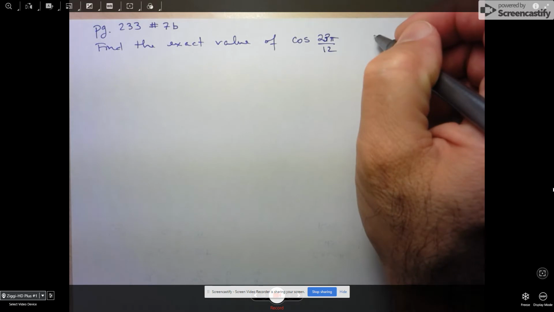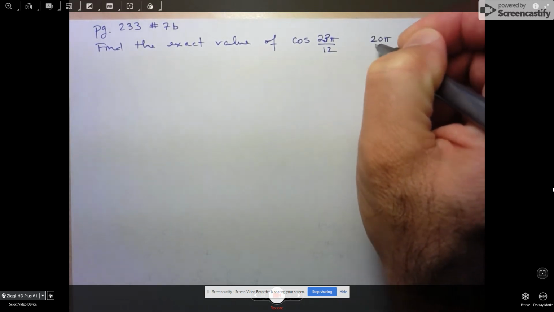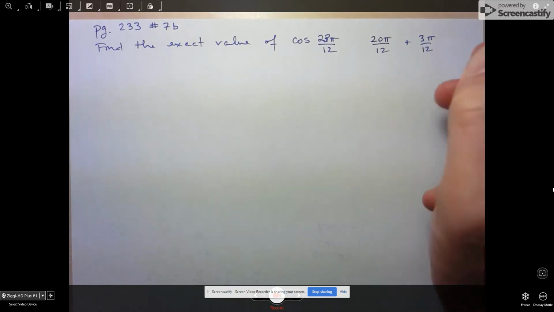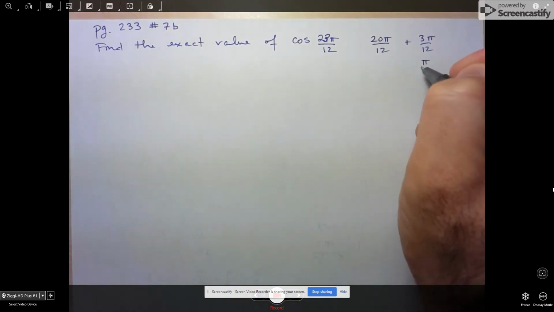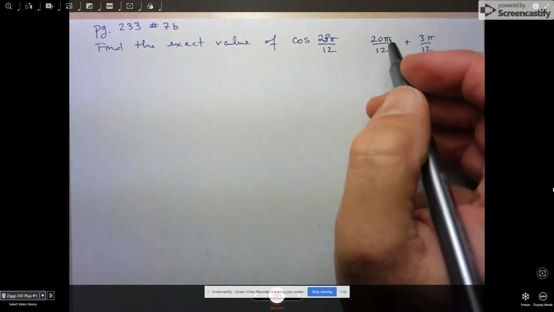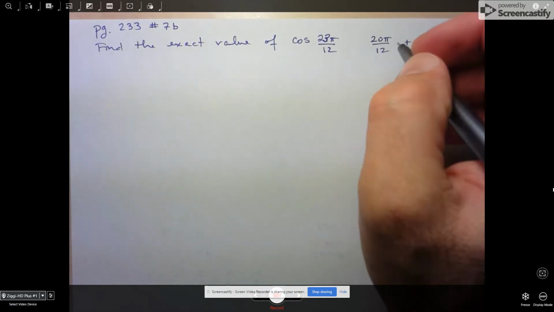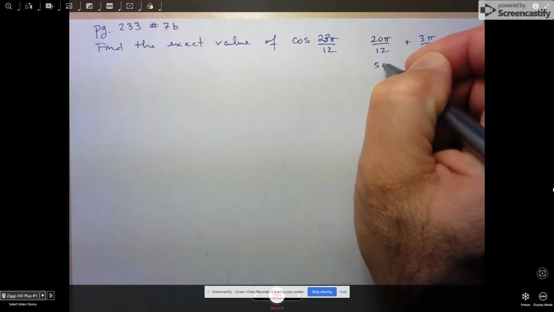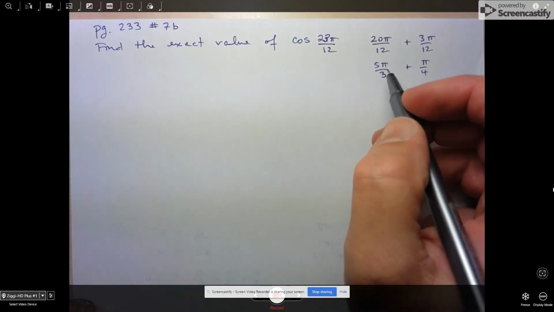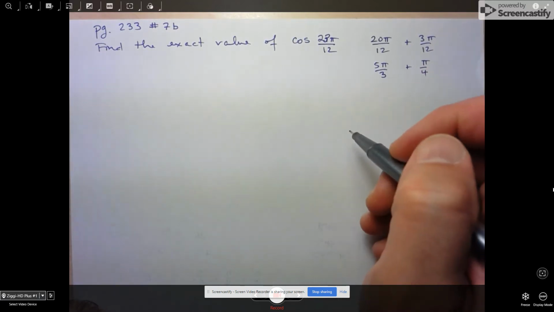So I think if I try 20 pi over 12 plus 3 pi over 12, well, this just reduces to pi over 4, so that's a good one. And 20 pi over 12, well, let's reduce. They're both divisible by 4. This is just going to give me 5 pi over 3, which is another special angle. Special angle, though, in the fourth quadrant.